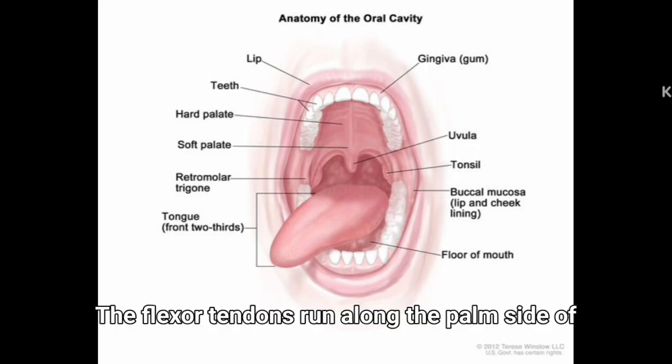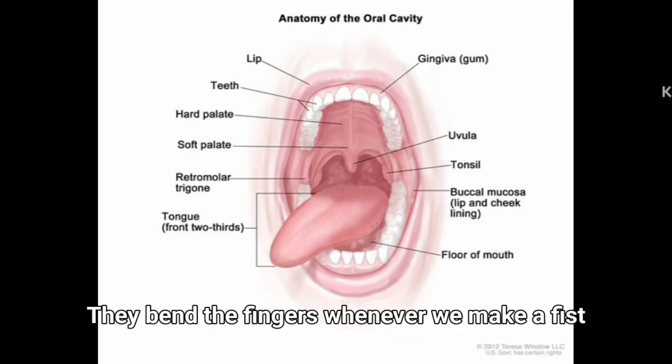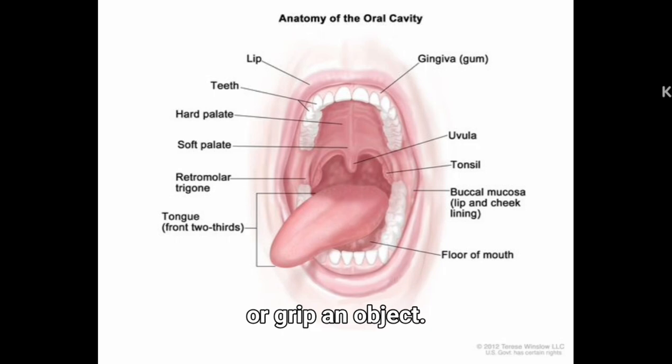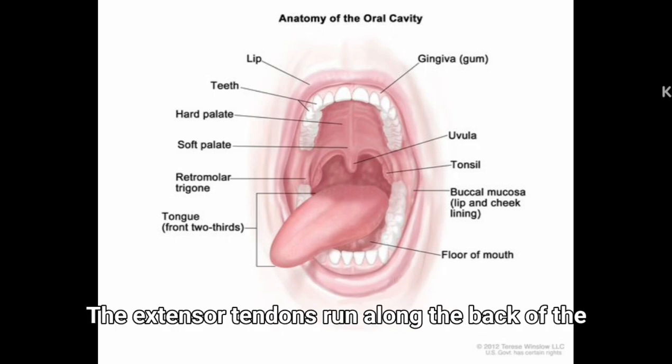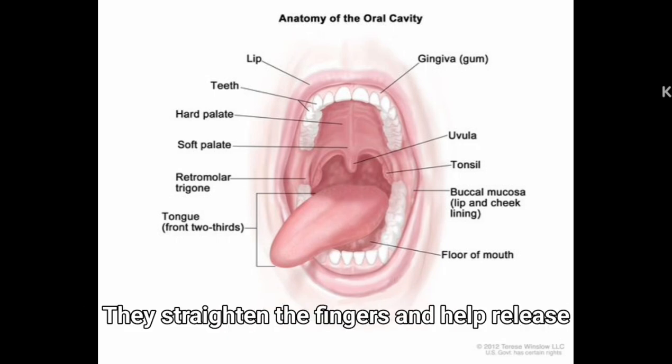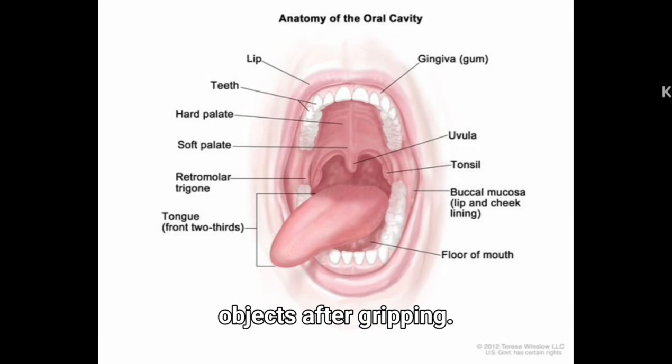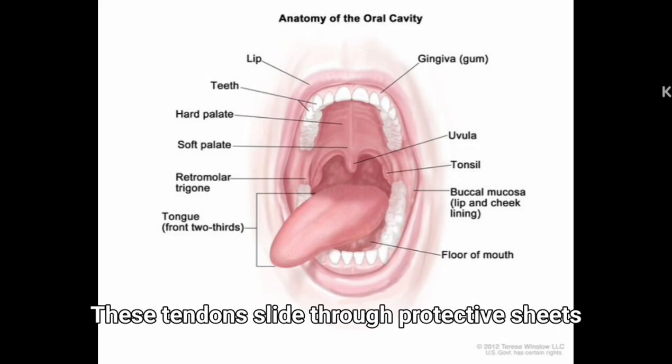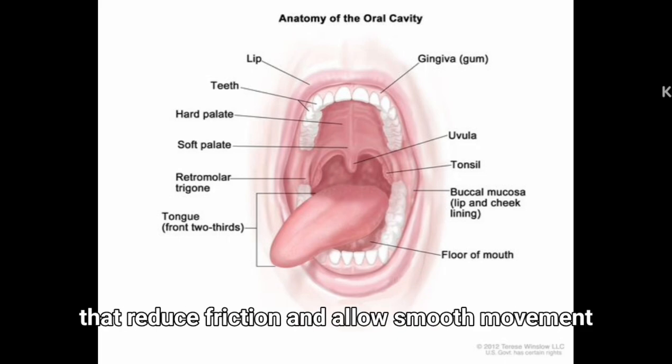The flexor tendons run along the palm side of the hand. They bend the fingers whenever we make a fist or grip an object. The extensor tendons run along the back of the hand. They straighten the fingers and help release objects after gripping. These tendons slide through protective sheaths that reduce friction and allow smooth movement.